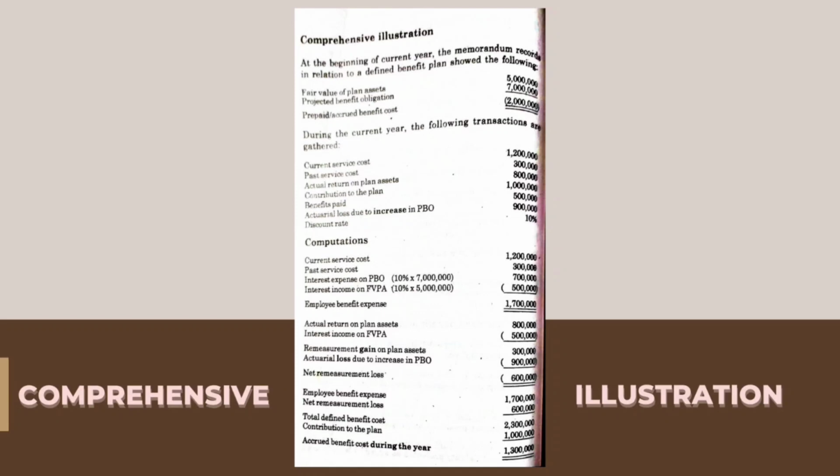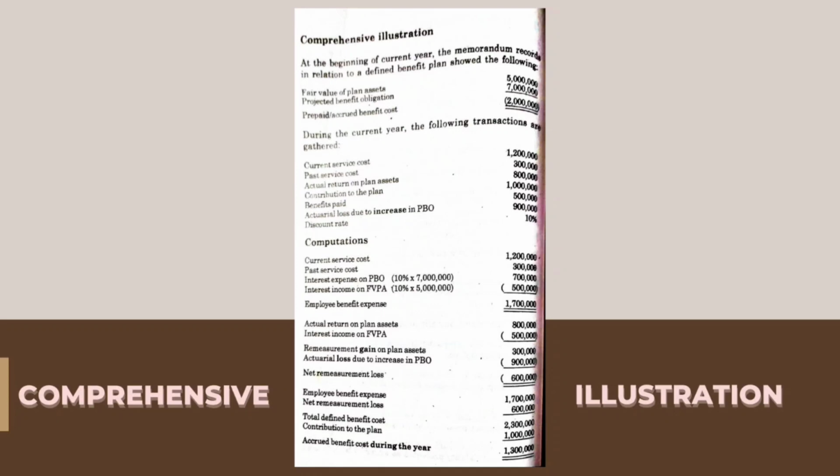During the current year, the following transactions are gathered. First is the current service cost, which is 1,200,000. Next is the past service cost, which is 300,000. The actual return on plan assets is 800,000. The contribution to the plan is 1 million, and benefit paid is 500,000. The actual loss due to increase in PBO is 900,000, and the discount rate is 10%.